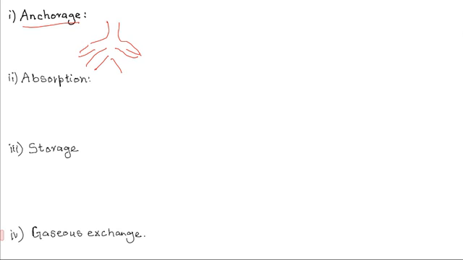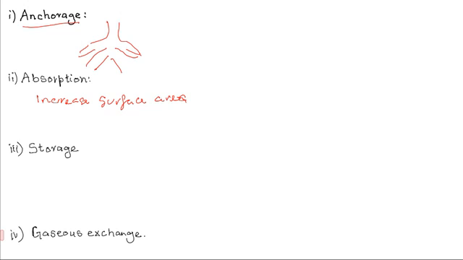Secondly, the roots are the site through which water and mineral salts are absorbed into the plant. So this great branching also helps to increase the surface area. The branching increases the surface area over which water and mineral salts can be absorbed from the soil or any other surrounding medium into the plant.